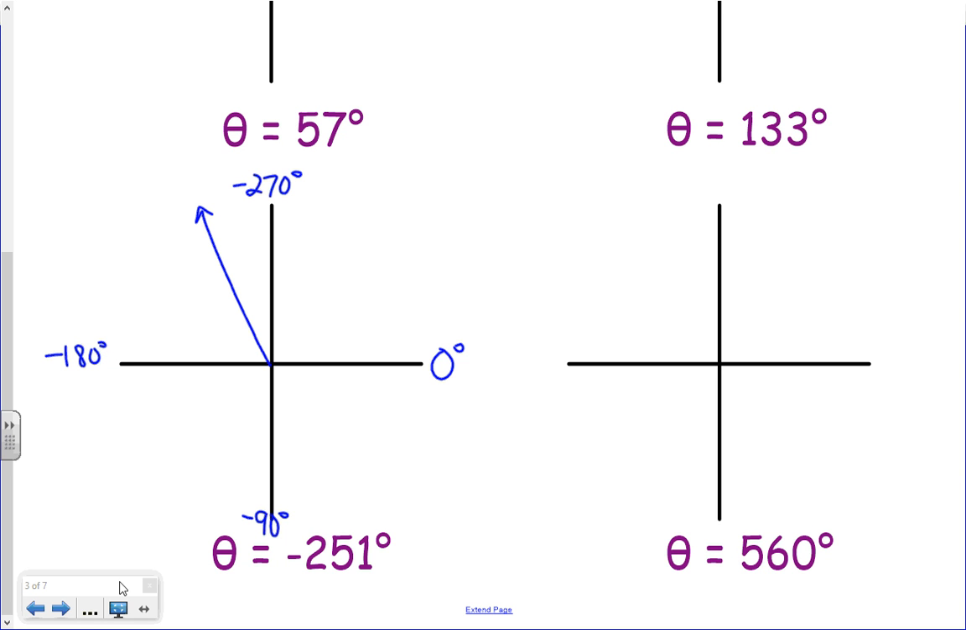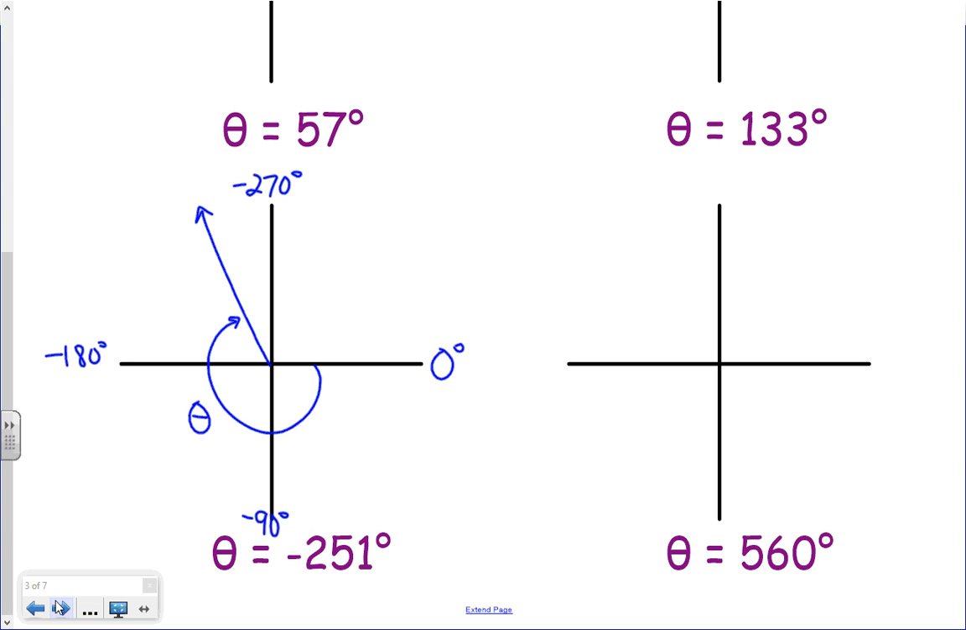So there's my terminal side, and since it's negative, I'm measuring from the positive x-axis and going in a clockwise direction. So that's my angle theta. Again, name it, along with drawing the arc that indicates the direction, as well as the terminal side.